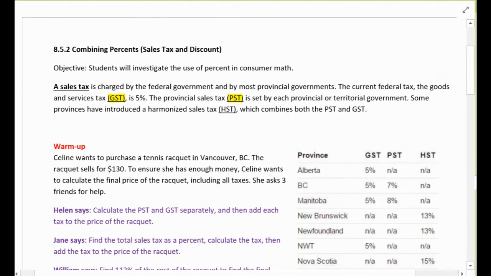So GST is the goods and service tax. This is a federal tax and that is 5%. And PST is provincial sales tax. So in BC, we have 5% of GST. That is the same for all provinces. And PST is 7% in BC. So we have 7% of PST.